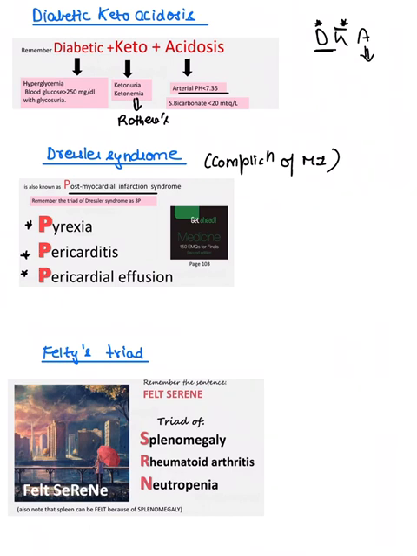Okay, now coming on to the Felty syndrome. You might have felt that at some places you feel very good, like serene. So S is for splenomegaly, A is for anemia, N is for neutropenia, and R is for rheumatoid arthritis.